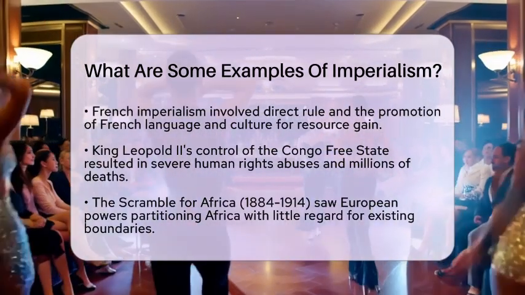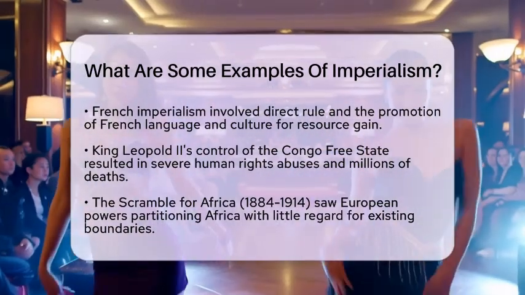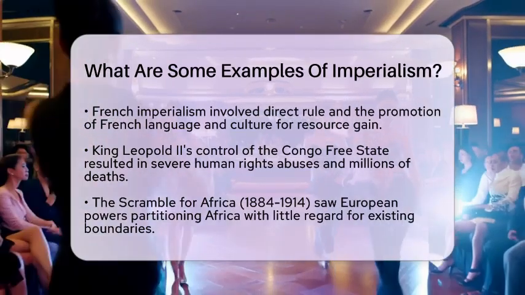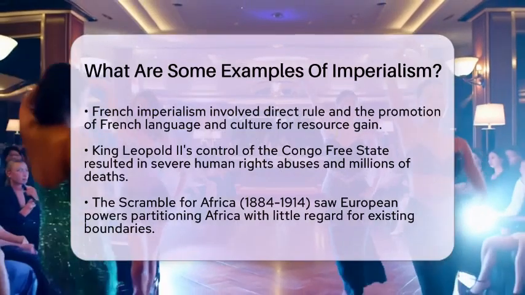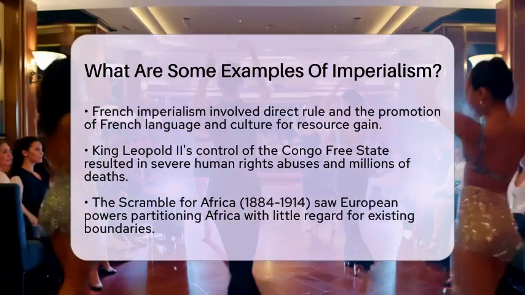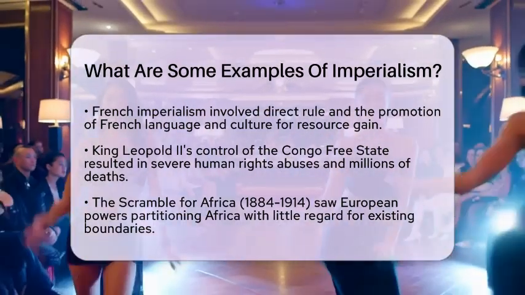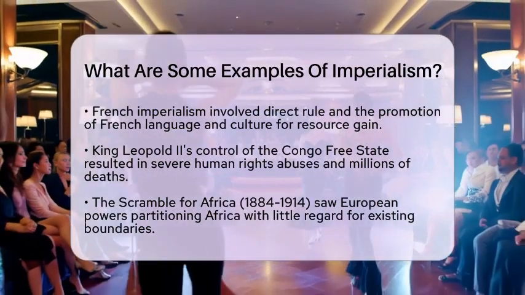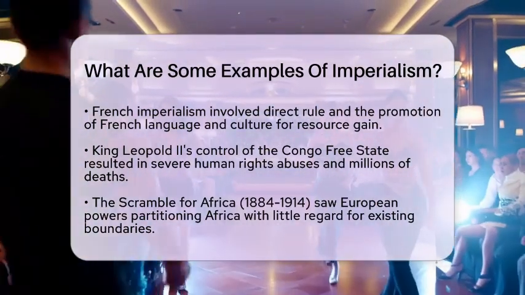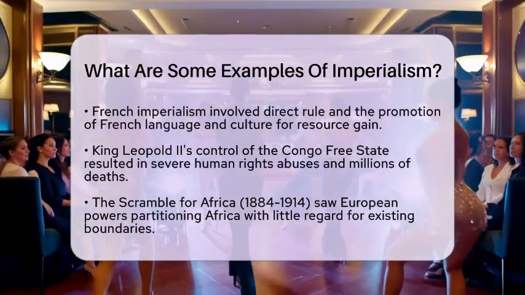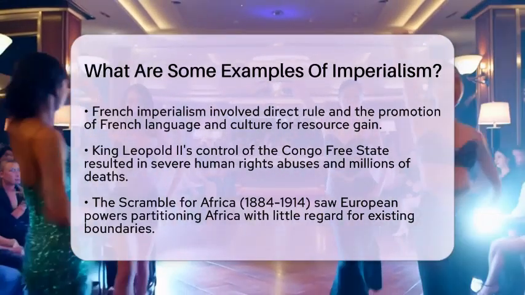The Scramble for Africa is another notable event. Between 1880 and 1914, European powers, including Britain and France, partitioned Africa at the Berlin Conference. This period saw rapid colonization with little regard for existing political or cultural boundaries. Almost the entire continent was affected by this race for territory.